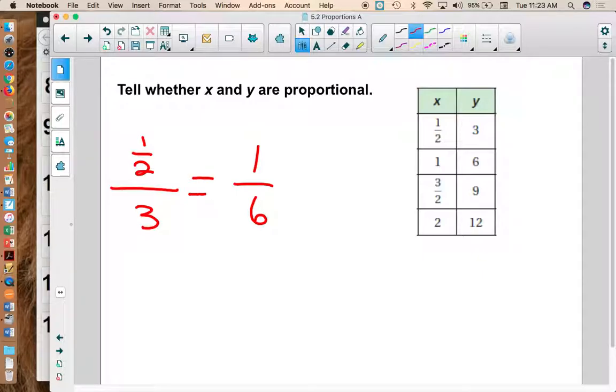They are proportional. What's 1/2 times 2? What is 3 times 2? Are these two proportional? You really have a fraction on half? Sure you can.